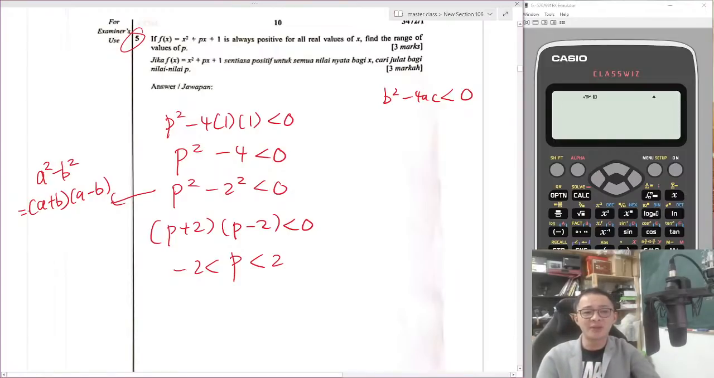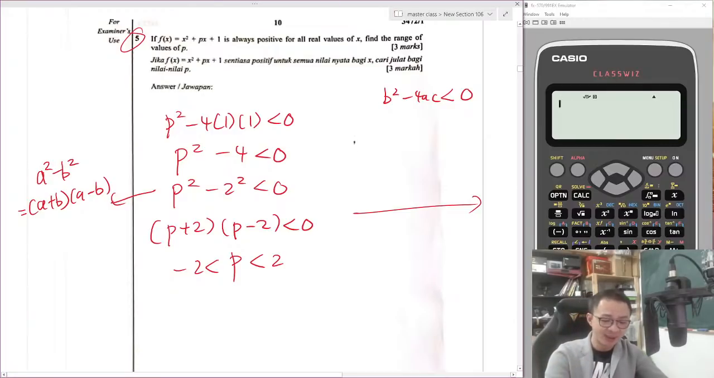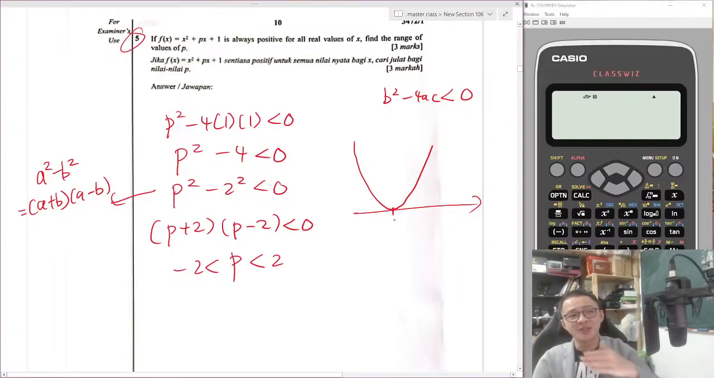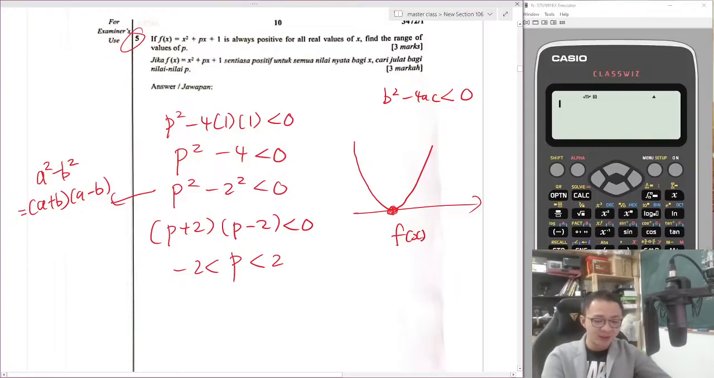Why not b squared minus 4ac equals 0? Yeah, good question. When b squared minus 4ac equals 0, it means the curve touches the x-axis. If it touches the x-axis itself, that means y is equal to 0, f(x) equals 0. When f(x) equals 0, is 0 considered positive? This is the question you need to ask yourself.